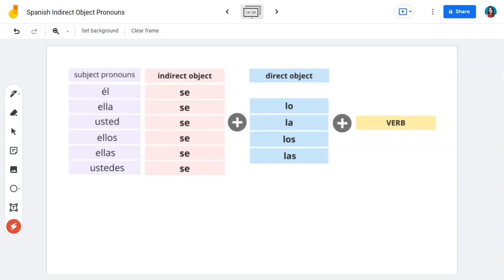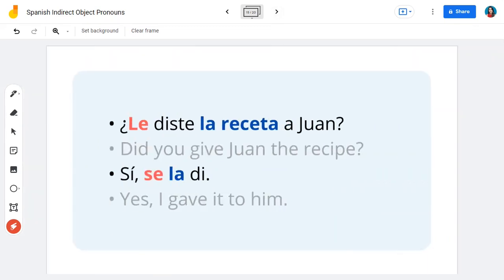And I have this pattern for you to follow, an easy to use pattern to use se, okay? So remember, le and les become se when they are used with the direct object lo, la, los, and las. So this is the pattern. Se lo, se la, se los, se las. Yes? And then you just need to use a verb. All right? Let me give you an example.